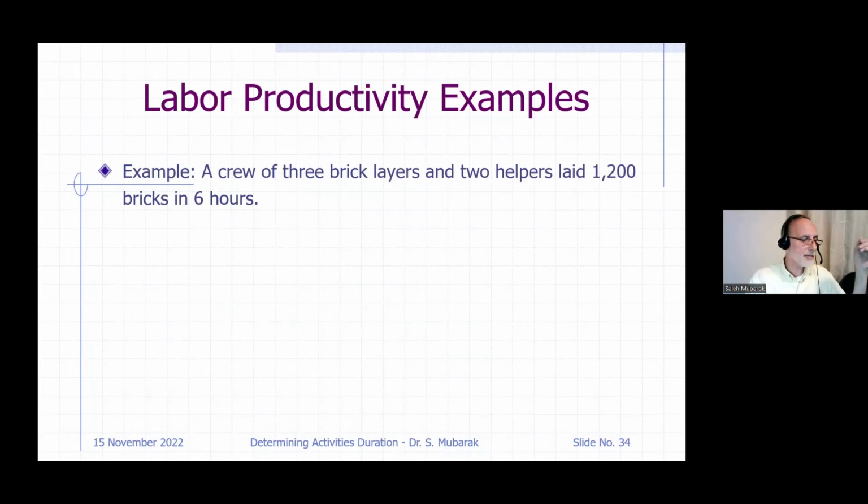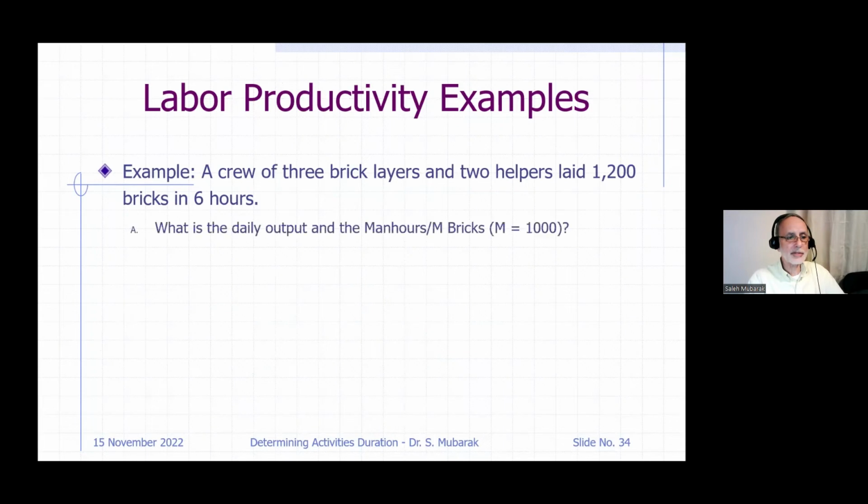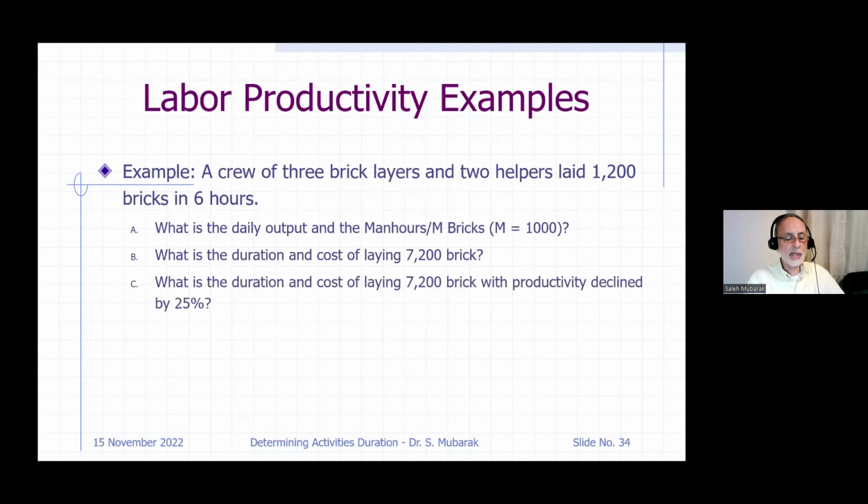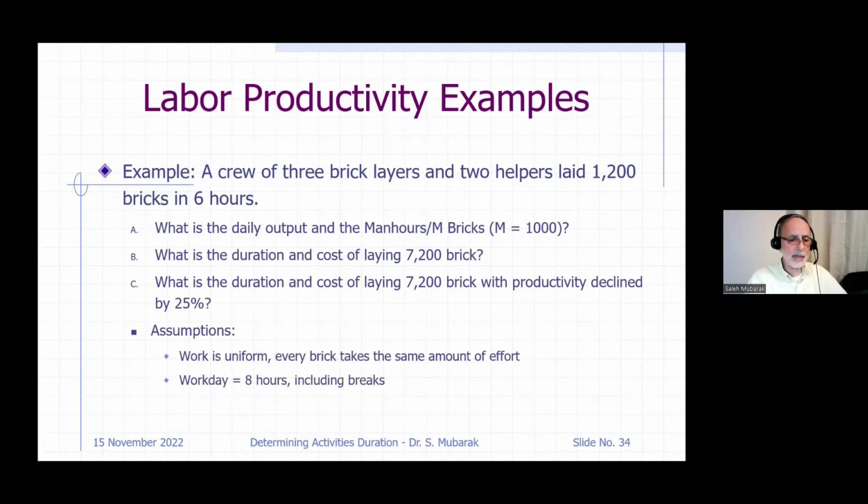A quick example here: a crew of 3 bricklayers and 2 helpers laid 1,200 bricks in 6 hours. What is the daily output and the man hours per 1,000 bricks? What is the duration and cost for laying 7,200 bricks? Repeat the same question with productivity declined by 25%. Assumption: work is uniform, so all the bricks take the same amount of effort. We work 8 hours a day, including breaks. Bricklayer is paid $36 an hour. The helper is paid $30 an hour.